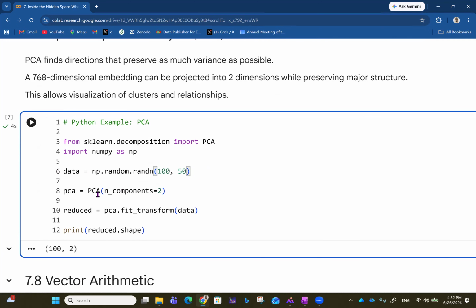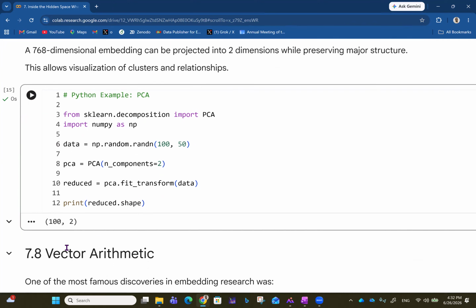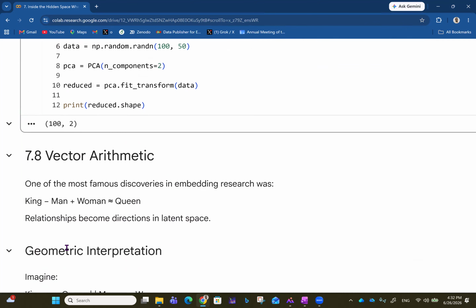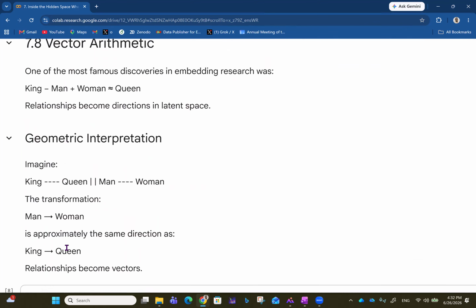To do the PCA, we just say pca equals PCA with n_components equals 2. We just want to reduce the number of components to 2. So we have pca.fit_transform(data), and by the time we look at the shape of the reduced data, you have 100 by 2. So instead of 100 by 50, PCA can help you drill it down to 100 by 2.